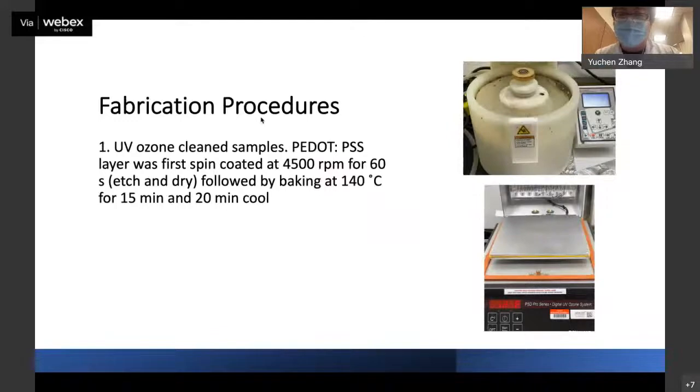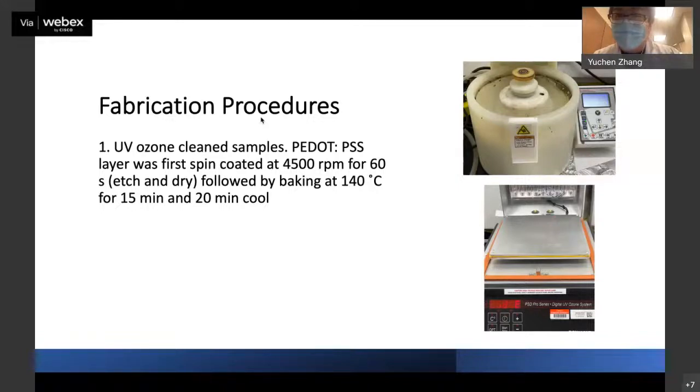So here is some basic idea of the fabrication procedures. After we clean the samples, we take the samples out of the sample holder and put them in the UV ozone first to clean them and prepare them for the spin coating of the first layer, the PEDOT layer. For the PEDOT layer, we do it outside of the glove box, and we set the RPM for spin coating and the time.